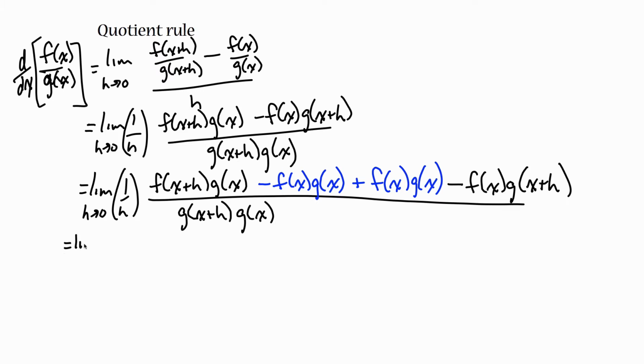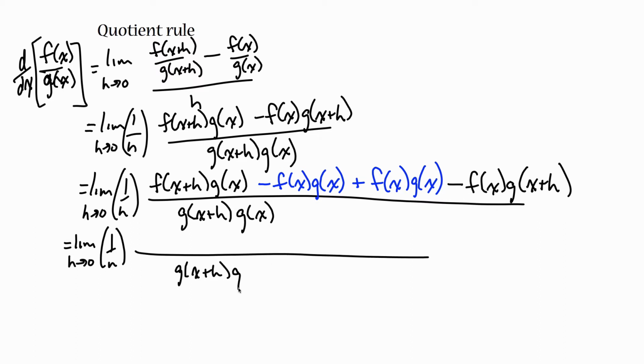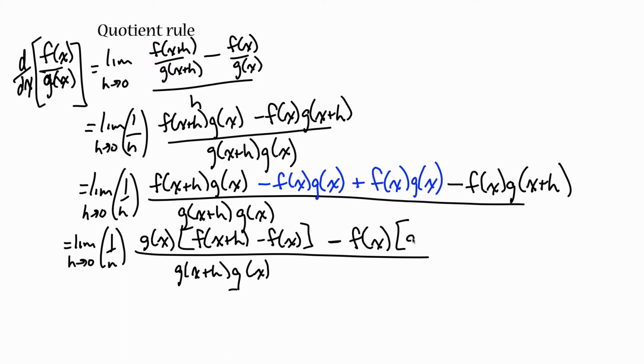Now with some more fancy rearranging, we see, still with the g at x plus h on the bottom, we see now on top we've got g at x times f at x plus h minus f of x. We've got minus f of x times g of x plus h minus g of x. This is starting to look a little bit familiar.